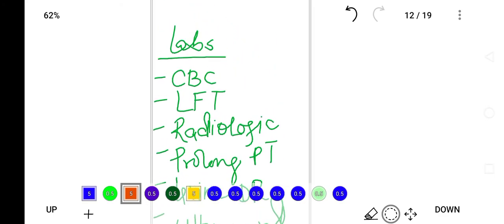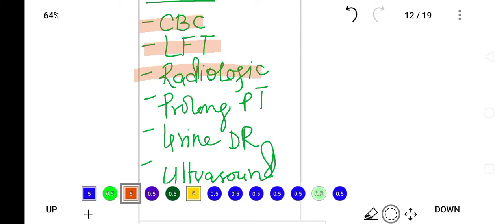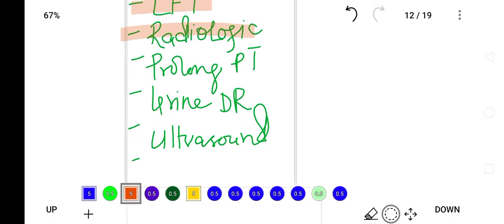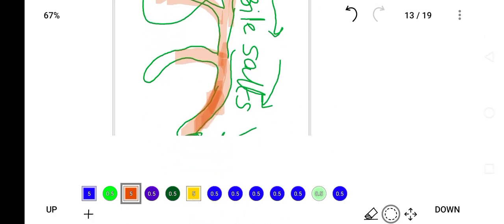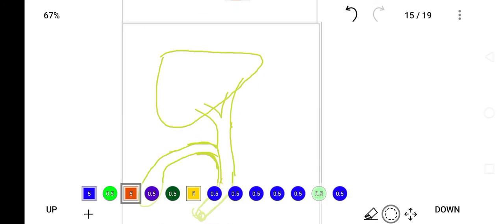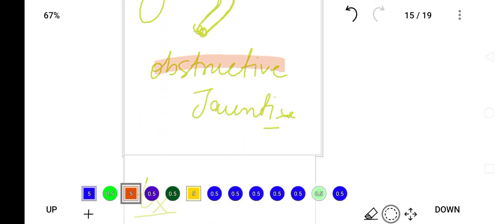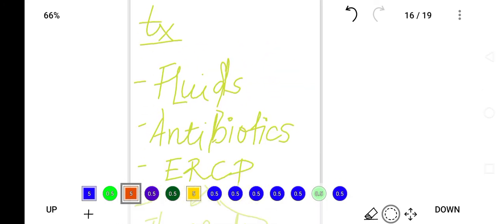So what labs will we perform for a patient of choledocholithiasis? We perform CBC and LFT, liver function test. We will do radiological ultrasound of the abdomen. PT will be prolonged, urine DR should be assessed, and ultrasound abdomen should be done for the patient of choledocholithiasis. Obstructive jaundice: when obstruction of the flow of bile occurs, then obstructive jaundice will develop.